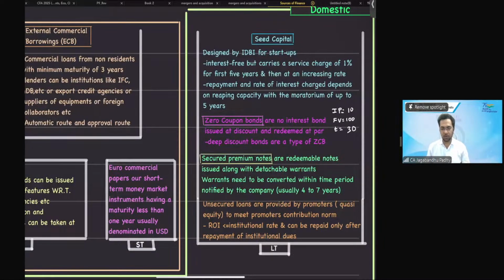Anyways, now coming to the next part, which is secured premium notes. Now, what are these secured premium notes? Secured premium notes are redeemable notes issued along with detachable warrants. Warrants need to be converted within the time specified by the company. What are these detachable warrants?